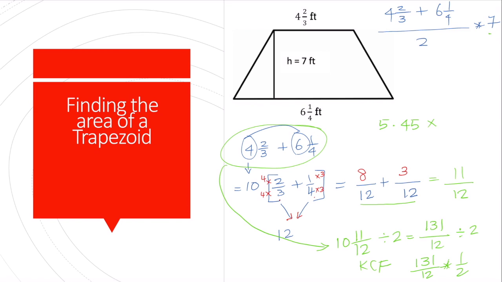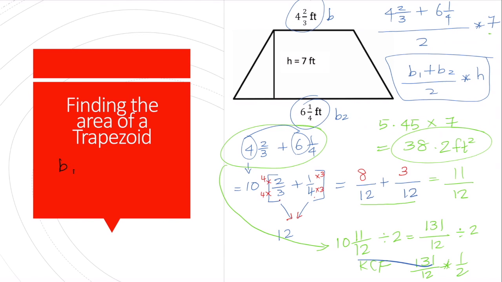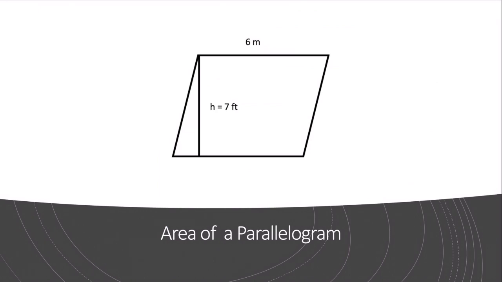Now I have to multiply this by the height, which is 7, equals 38 and 2/10 feet squared. Base 1 plus base 2, divided by 2, multiply by the height. Alright, moving on to the next one.